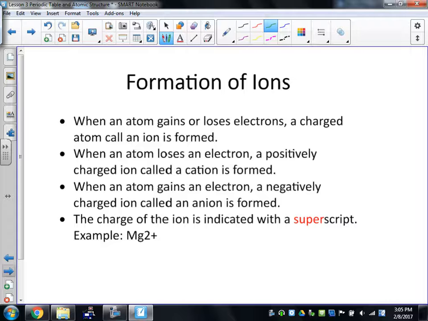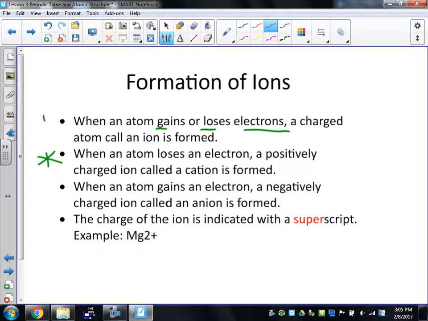Formation of ions. So to get to ionic compounds, we need to form what we call ions. Ions are atoms that gain or lose electrons, so they can do either. Metals tend to lose, nonmetals tend to gain. And a charged atom is called an ion. When an atom loses electrons, it forms positive ions called cations.